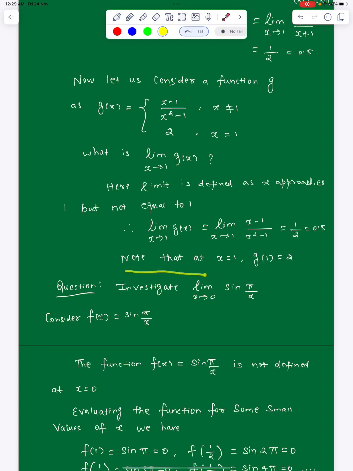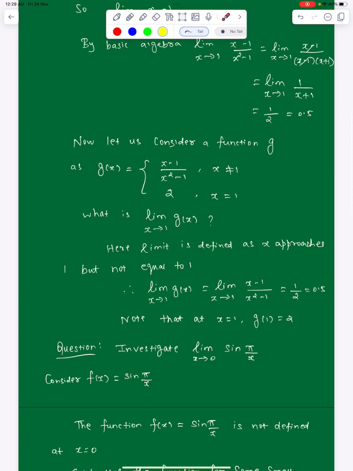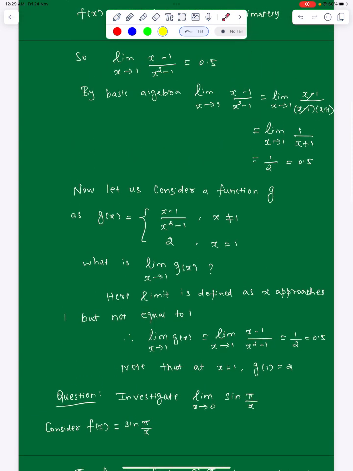So you have to note that at x equal to 1, the value of g of 1 is 2. When x is not equal to 1, again you find g of x to be 0.5. Why we are talking about this concept is, in the first example we have (x minus 1) over (x square minus 1), whose limit value is 0.5, but for x equal to 1 it is not defined, whereas here for x equal to 1 we are just giving some value, 2.